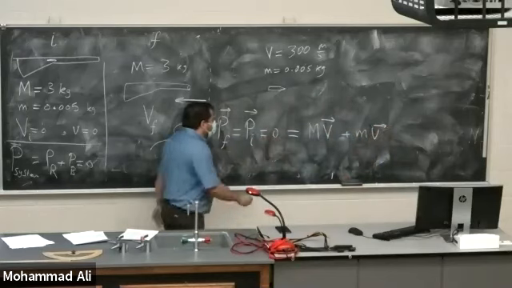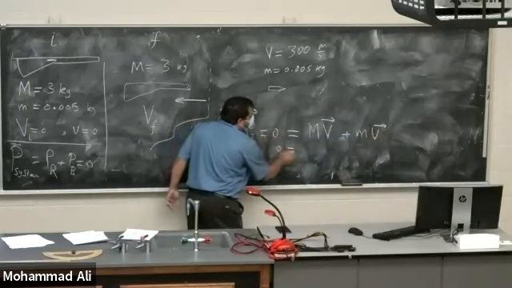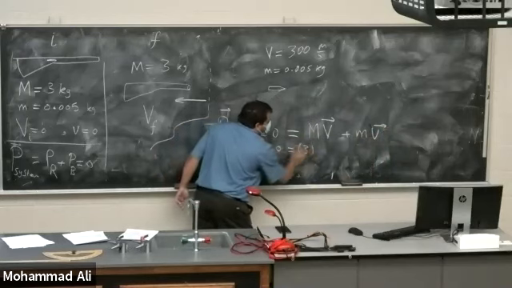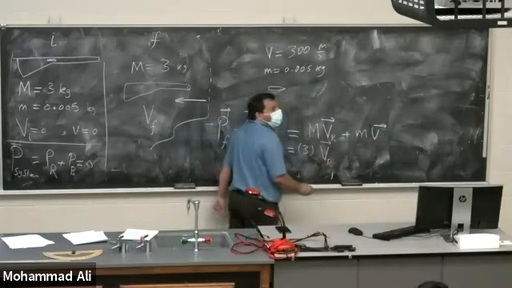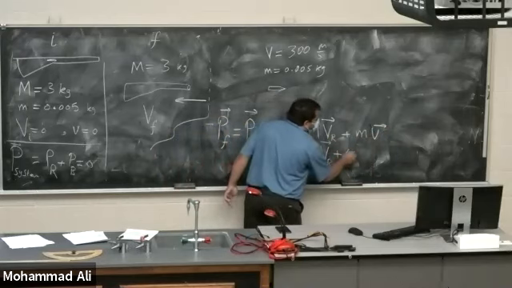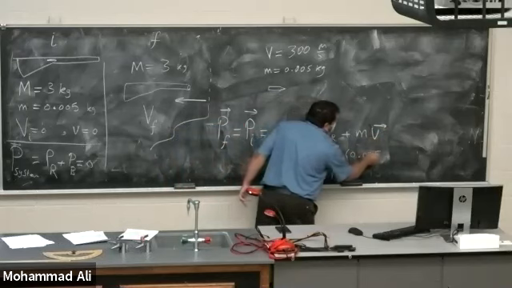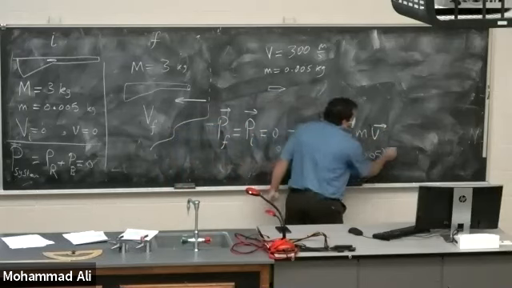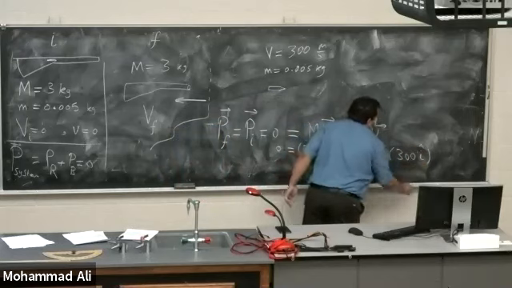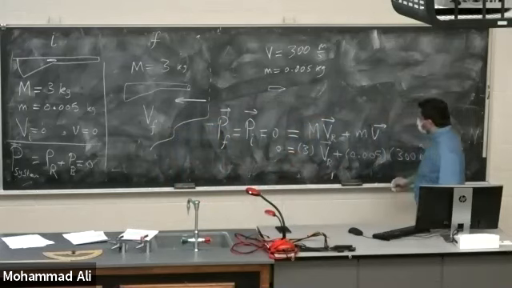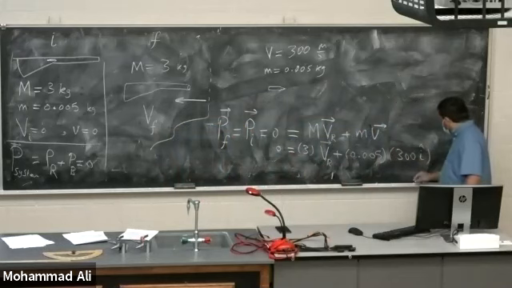Okay, 0 is equal to the mass, 3. The velocity of the rifle, I don't know it. I need to find it. Plus the mass, 0.005. The velocity, 300, positive x direction, which is i hat. All of this is equal to 0.